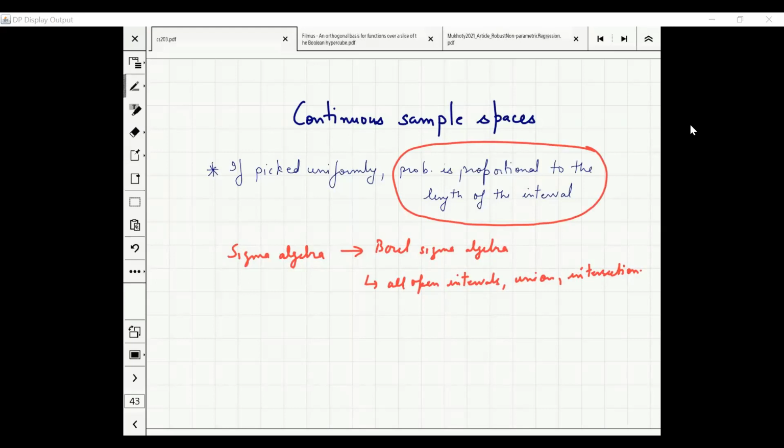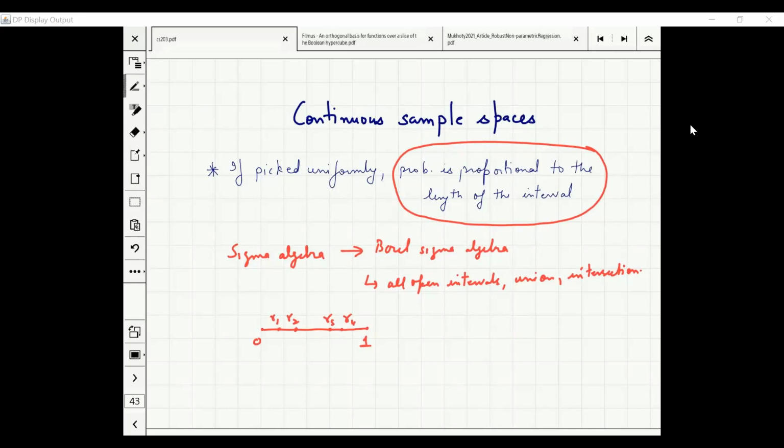Sir, the Borel sigma algebra contains all the open intervals. Is it necessary that it should be exhaustive to that, or can it contain closed intervals too? This is something you can take as an exercise. Now you know that all open intervals are there, their unions and intersections are there. Can you create a closed interval using these operations? Yes. Okay.